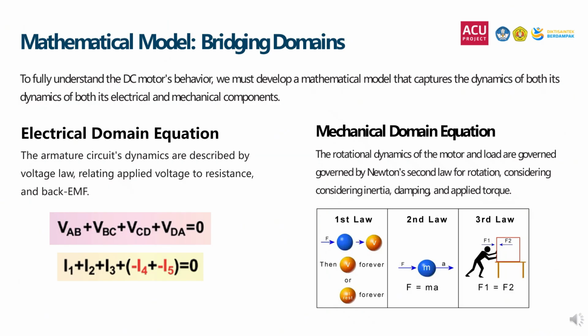This slide presents the mathematical model that bridges the electrical and mechanical domains of a DC motor. On the electrical side, Kirchhoff's voltage law relates the applied voltage to armature resistance, inductance, and the back electromotive force. On the mechanical side, Newton's second law for rotation governs the motor dynamics, accounting for inertia, damping, and generated torque. The key connection between these domains lies in the torque constant and the back EMF constant. Together, these coupling terms unify both equations into a single dynamic system that accurately represents electromechanical behavior.